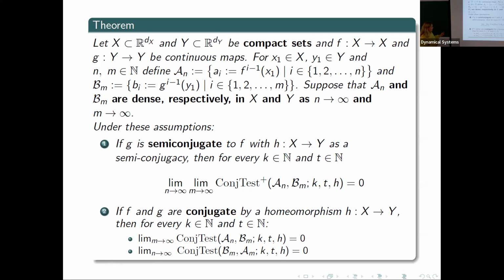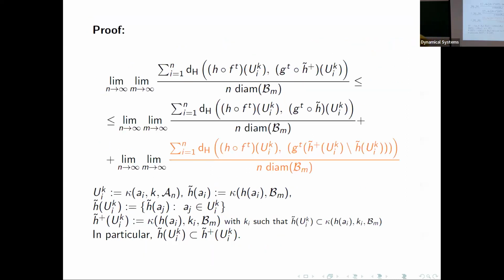But as I mentioned, this test may give you false positive answers, so it was a bit harder to prove the convergence for this conjugacy test plus. But you can also prove that if both spaces are compact, so both samples are long enough samples over dense trajectories, then this conjugacy test plus for semi-conjugate systems will also converge to zero. And here I have a question.